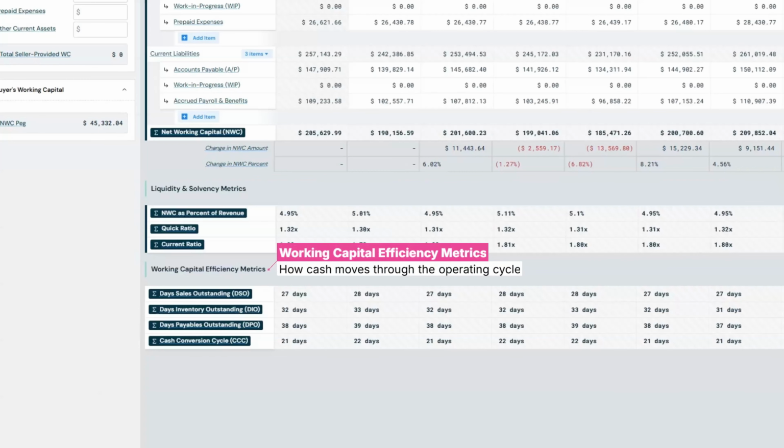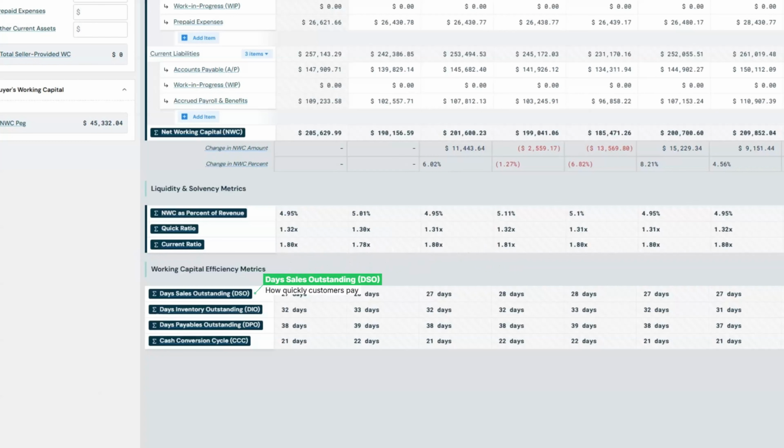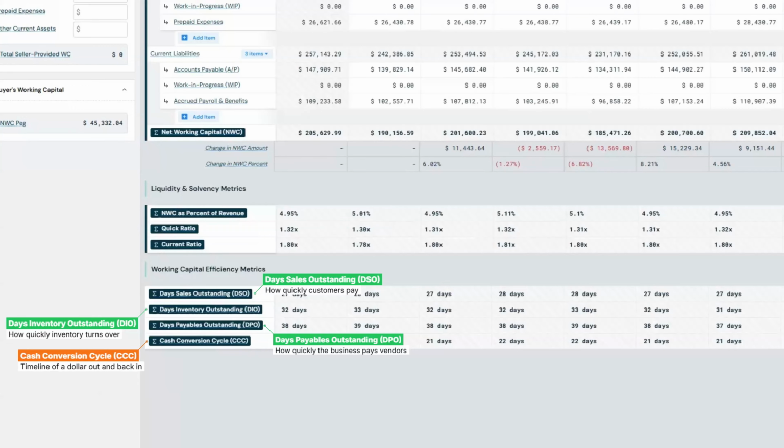Below that, you'll find the working capital efficiency metrics, which show how quickly cash moves through the operating cycle. DSO shows how long it takes to collect payments from customers. DIO measures how long inventory sits before it's sold. DPO tracks how long the company takes to pay its vendors. These three metrics combine to form the cash conversion cycle, which tells you how many days it takes for a dollar to leave the business and return as collected cash.